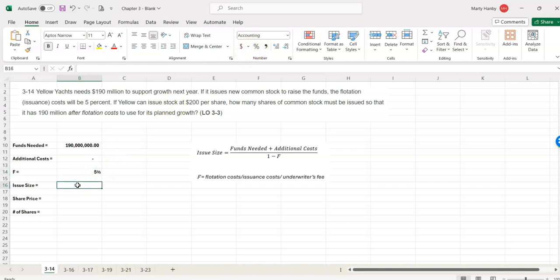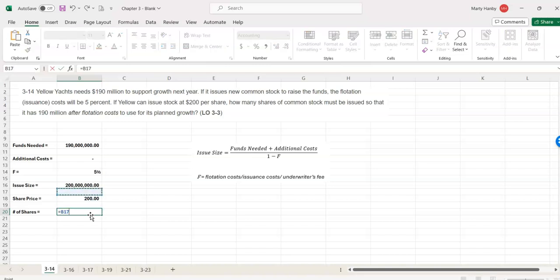So the issue size equals 190 million divided by 1 minus RF, and then close parentheses and get $200 million. So now our share price that we're going to receive on the sale is $200 per share. So the number of shares is just the 200 million divided by the 200.